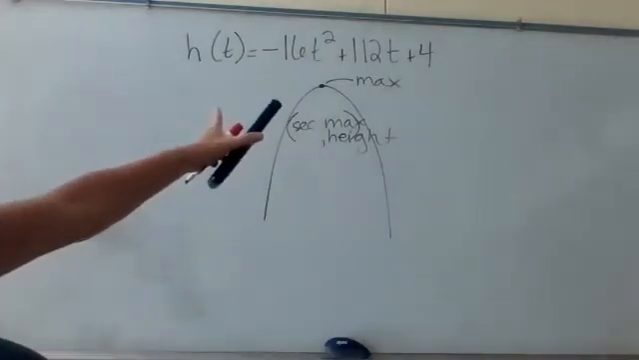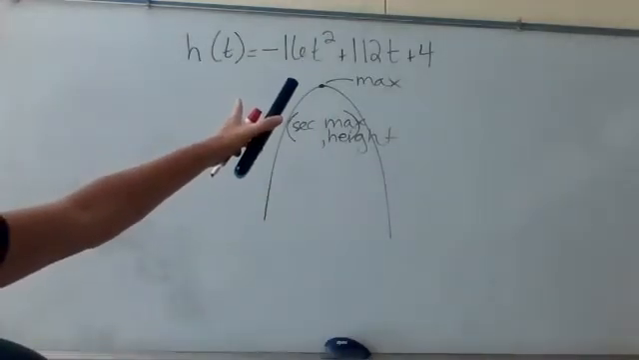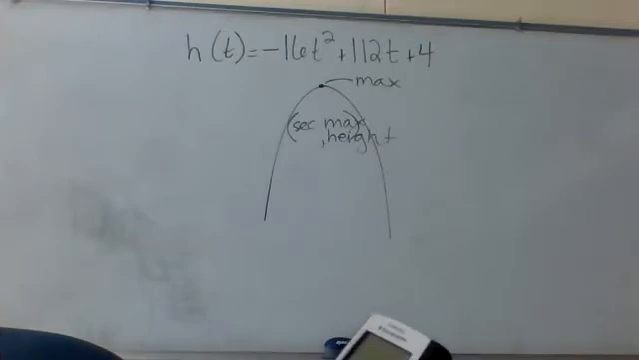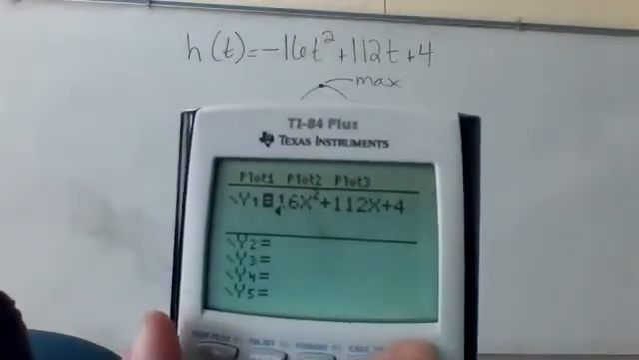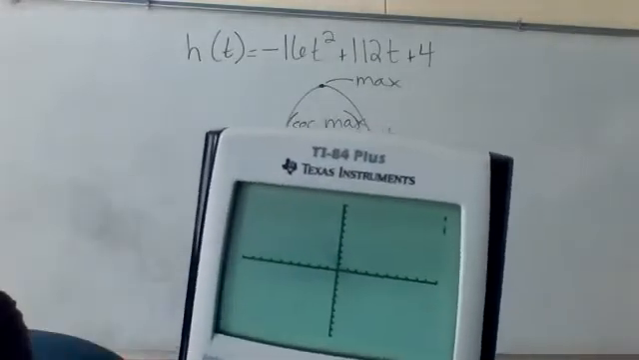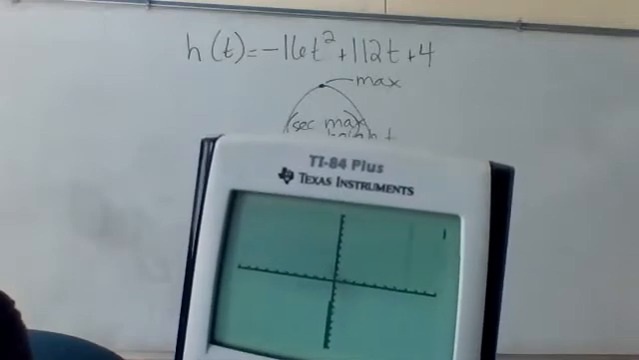So go to your y equals on your calculator. We don't have t's, just put in x's. Negative 16x squared plus 112x plus 4. And then graph it. Remember, it should make an upside down parabola.